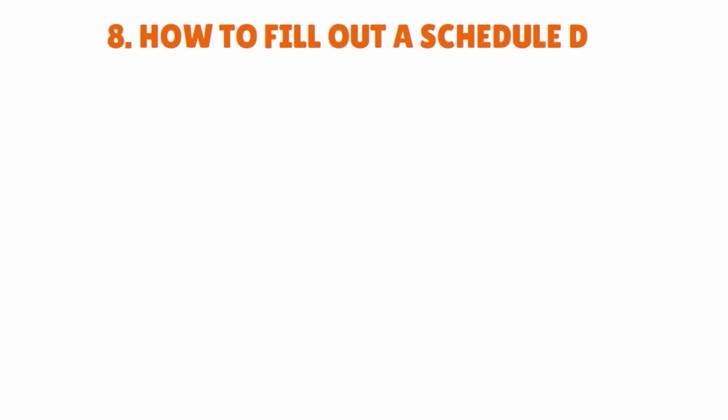Now, let's talk about how to fill out a Schedule D. Now that you know how to fill out 8949 line by line, let's do the same for Schedule D. The totals from Schedule D are transferred to Form 1040, where they are used along with the Form 1040's other data to determine your total annual tax liability.